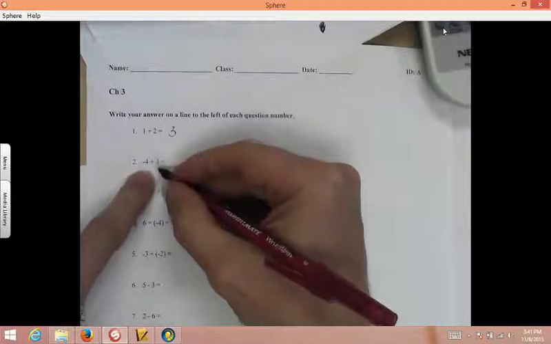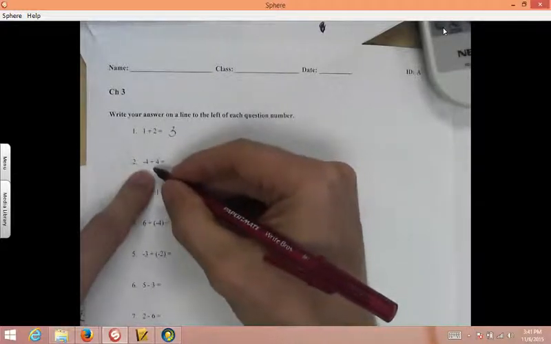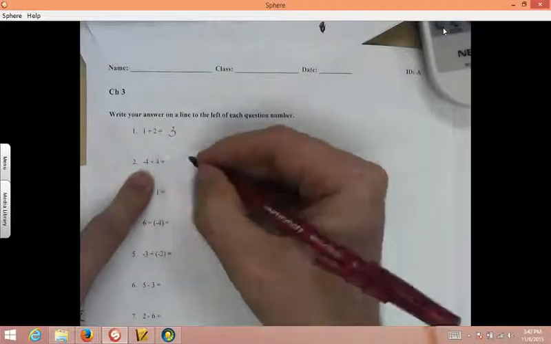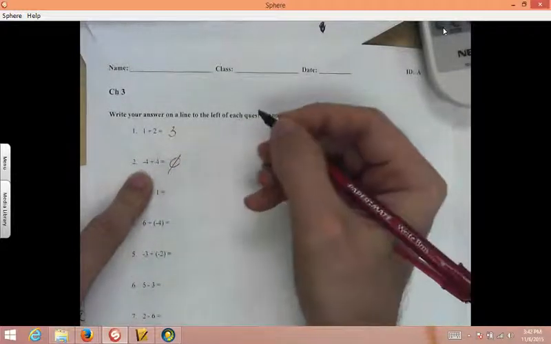Now the next one, we've got -4 plus 4. Boys and girls, when you have the same integer and you have a negative and a positive version, we call that additive inverse. Additive inverse equals 0.